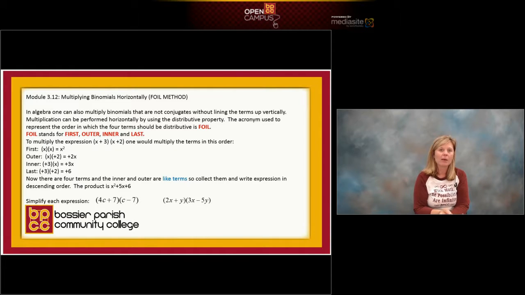The second thing I want to make a big stink about is, guys and gals, you can only use this FOIL method when you're multiplying binomials. So if I ask you to multiply a binomial and a trinomial, FOIL will not work because FOIL is very specifically a shortcut to multiply binomials.